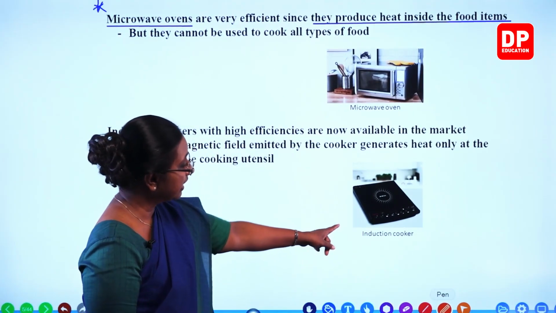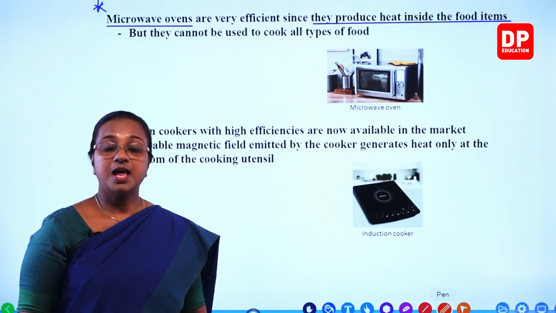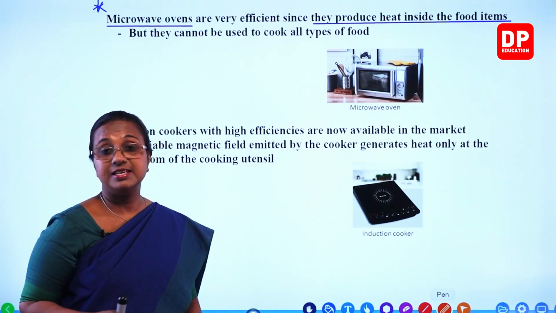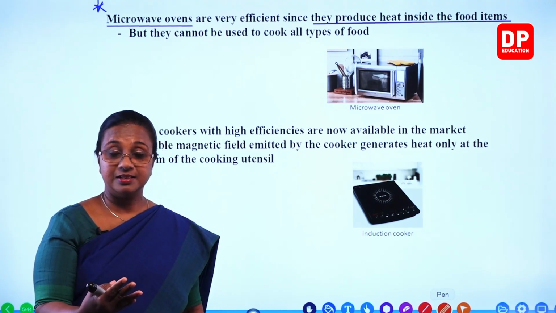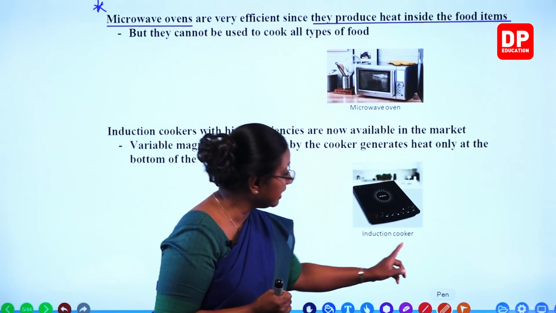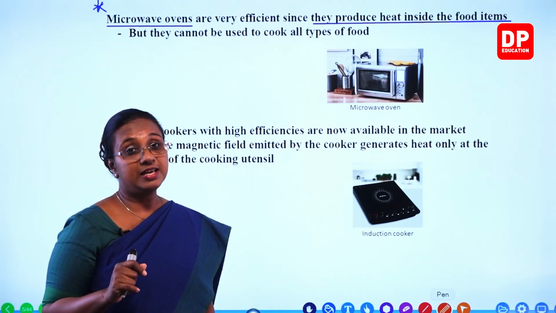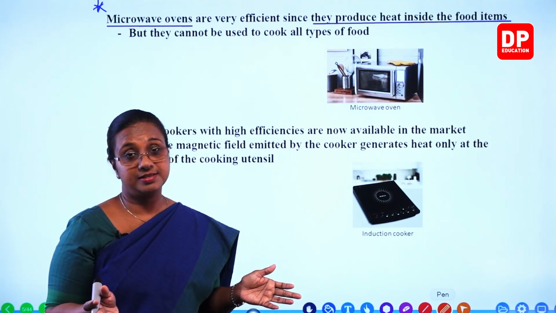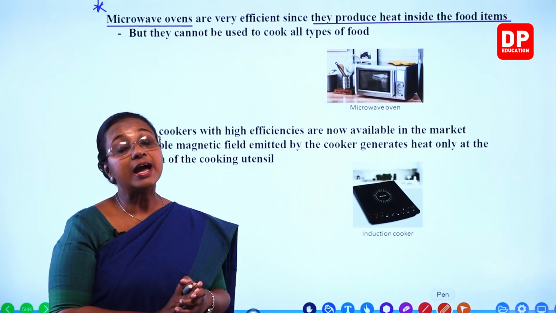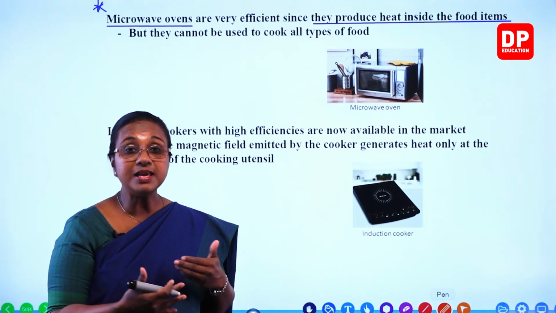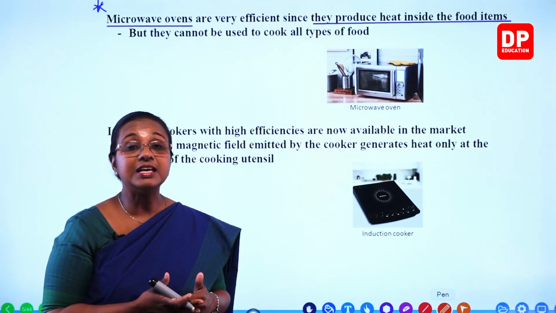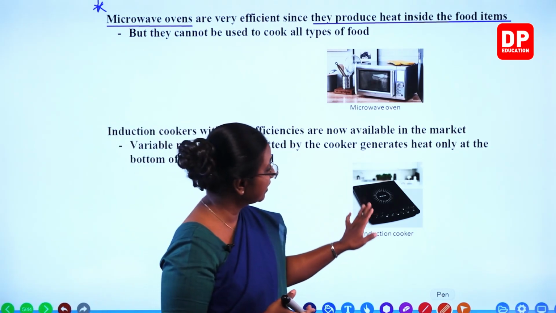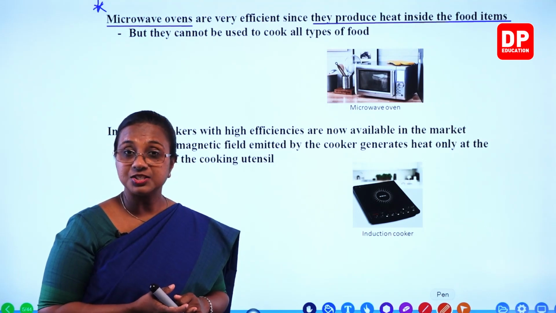Then the other type is induction cookers. Now there are electrons, there is electromagnetic induction. We will be discussing that later. Using that, they generate heat. That is an induction cooker. Only thing is, for an induction cooker also, you can use only certain types of vessels. Anything related to iron, steel, that can be related to electromagnetic induction. The magnetism property has to be there.